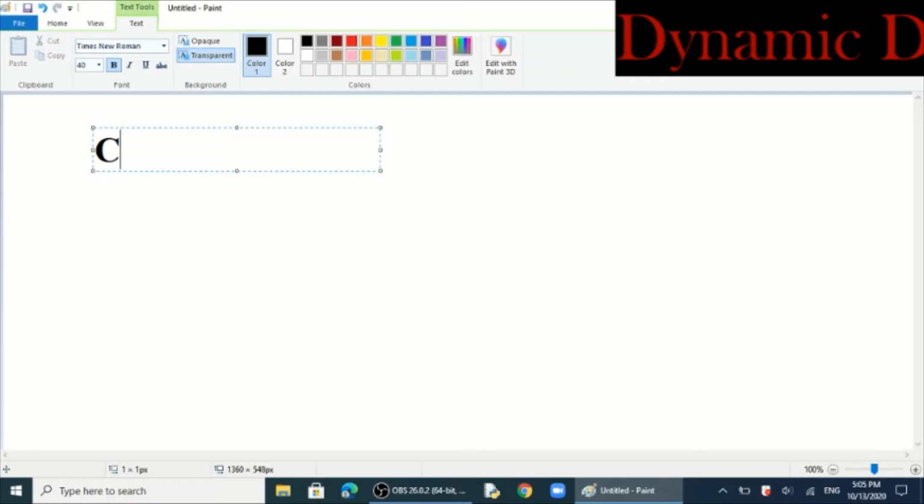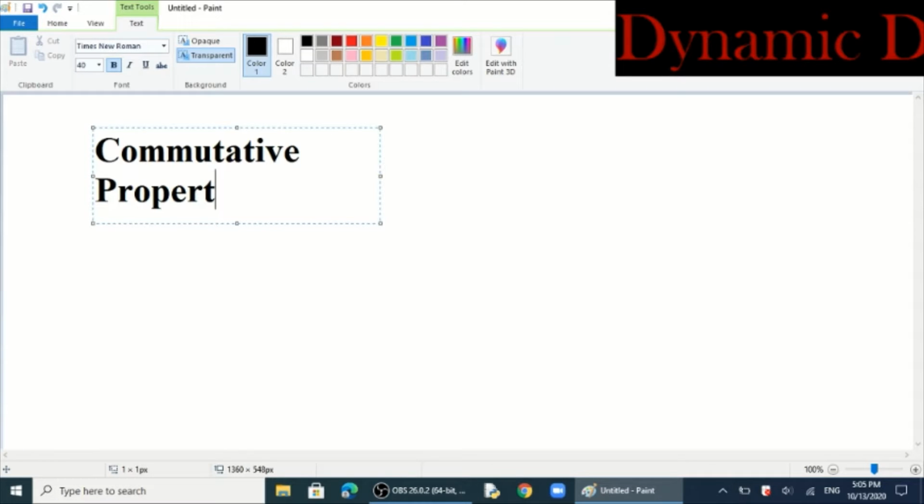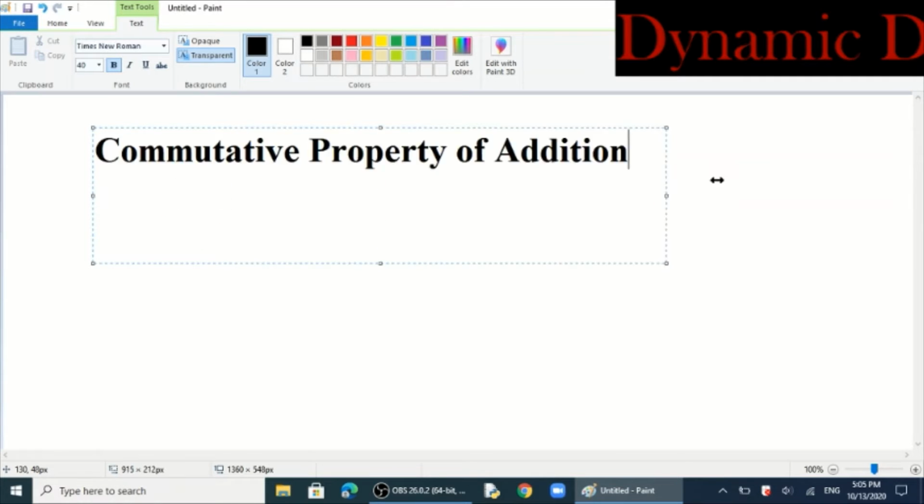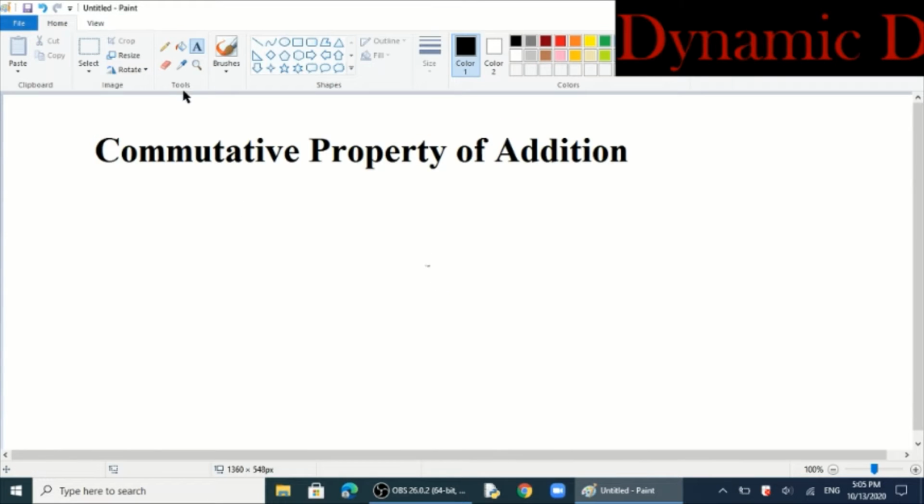I will write property. We'll start off with addition. The commutative property of addition is really simple. Okay, so let's start with Paint. Let's say I have a simple equation: 5 plus 3 plus 5. It looks simple, but I'll show you what to do.